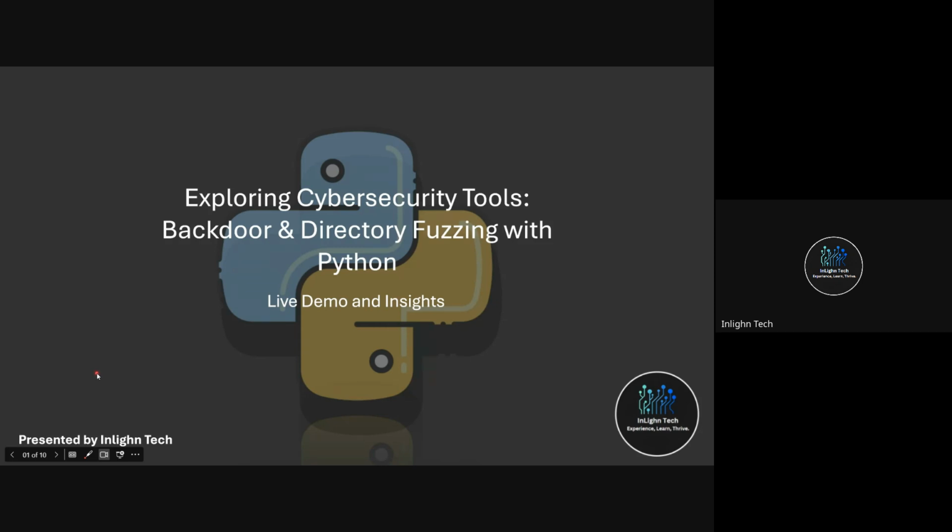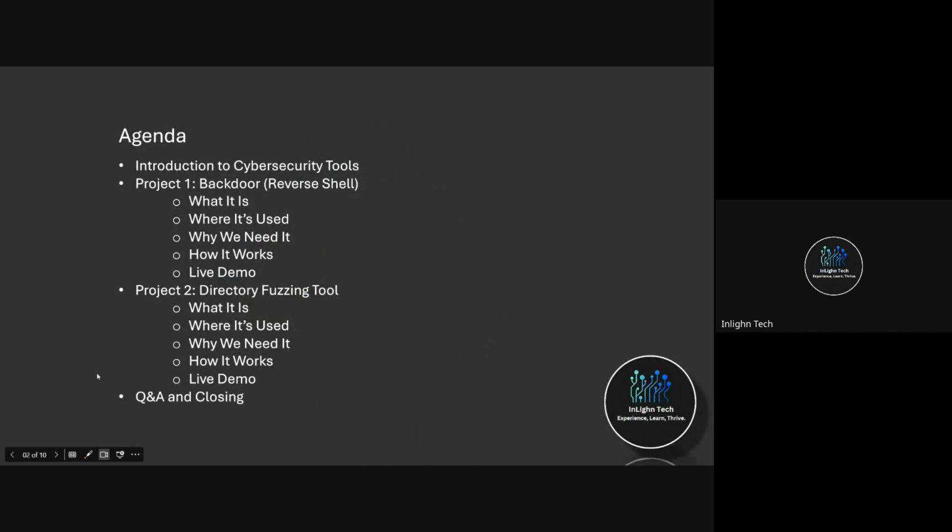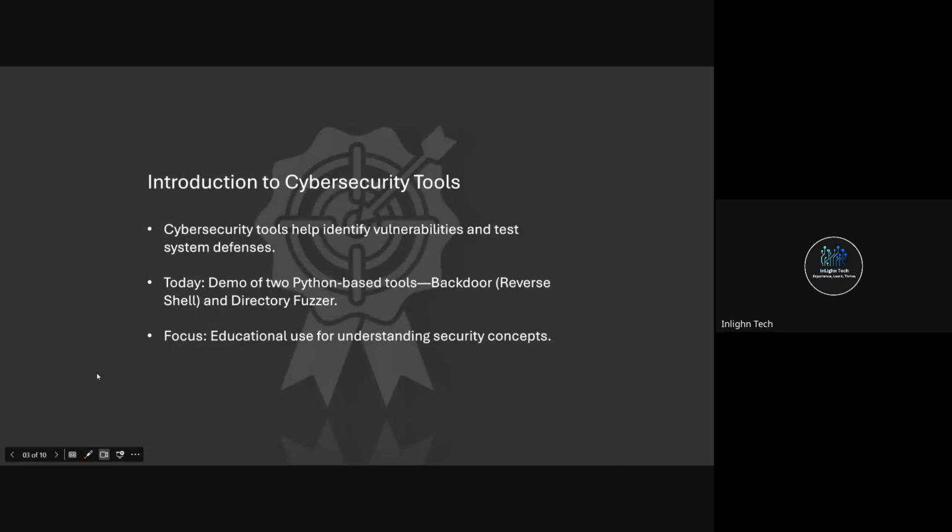Let's jump right in. Here is today's agenda. First, we will start with a short introduction to cybersecurity tools. After that, we will jump to our first project, which is Backdoor. We will learn what it is, where we can use it, why we need it, and how it works in the real world. After that, our second project is directory fuzzing, and we will see how it works and its significance in the real world and in web application penetration testing.